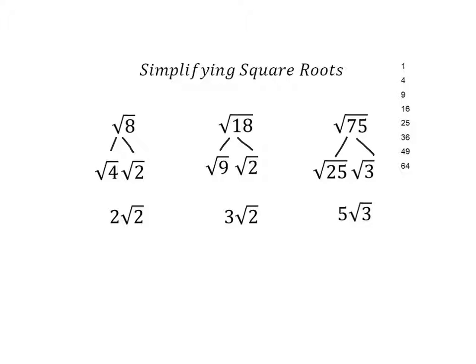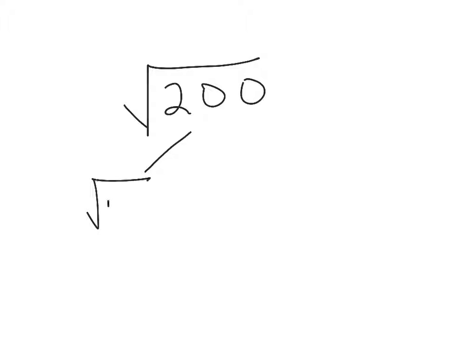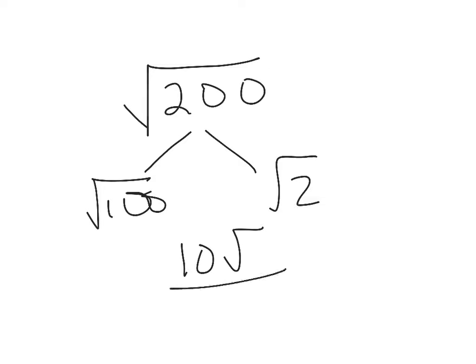To kind of reinforce this, I will add one more example and then we'll be done. That's the square root of 200, right? So from my list, I know that if I continue the pattern of the perfect squares, 100 is one of the perfect squares. So it will be square root of 100 and square root of 2. Square root of 100 is 10 and square root of 2 is square root of 2. This is the final answer for it.